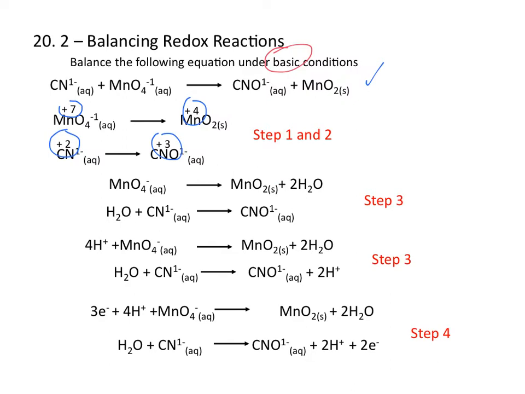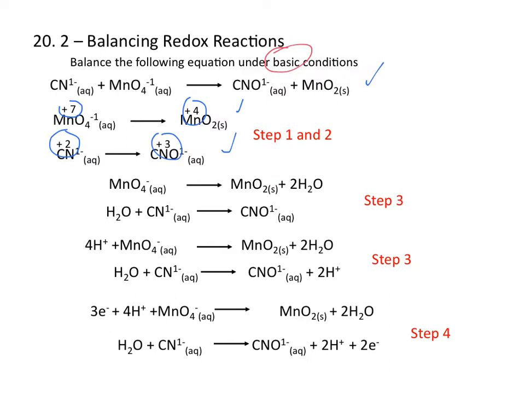Then our next step, of course, is to make sure that all of our elements besides oxygen and hydrogen are balanced. If we look at the first one, we have 1 manganese on the left, 1 manganese on the right. And we have 1 carbon and 1 nitrogen on the left, and 1 carbon and 1 nitrogen on the right in the oxidation half reaction. So we've done step 1 and 2 here.